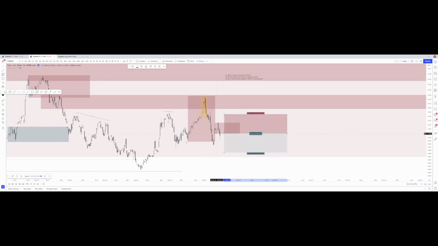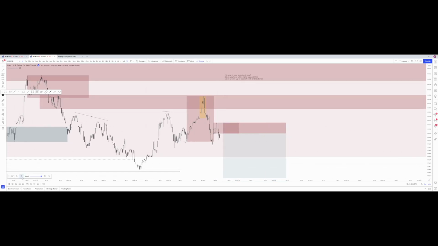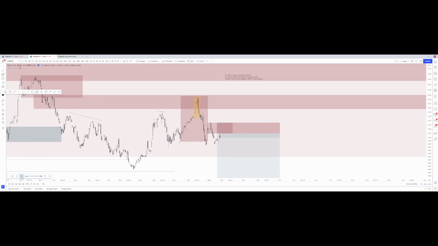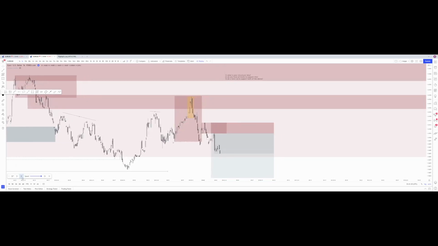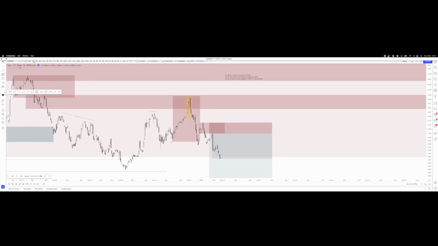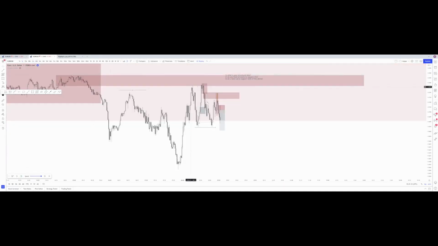Because we've seen that, we've got another change of character, so order flow has shifted within that. Right, so let's see if we get in on this. Taps in just perfectly, right? And now again, we want to go, okay, well, what are we looking at? Where are we targeting?